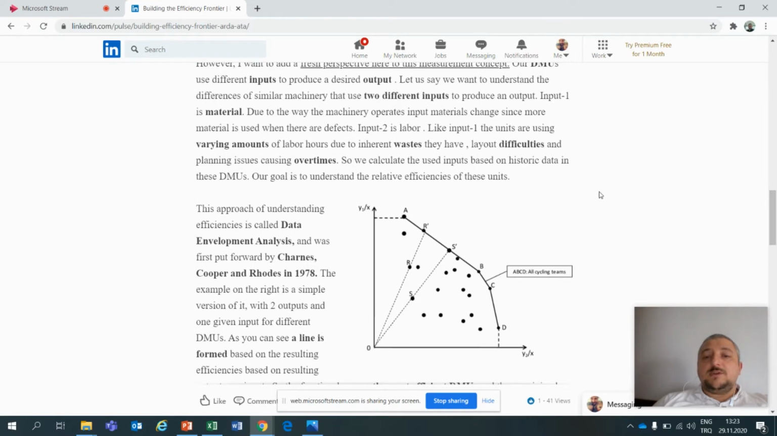For instance, you have a machine park that involves several different units, and you simply want to understand who is doing how in terms of efficiencies. Say you have one input as X, and two different outputs as Y1 and Y2, and you take into account the historical usage of these inputs and their corresponding outputs, and simply put it on paper.